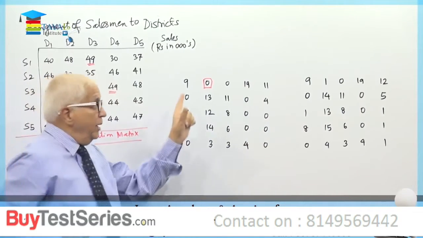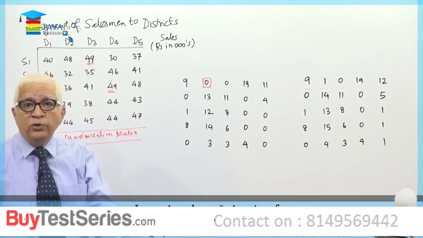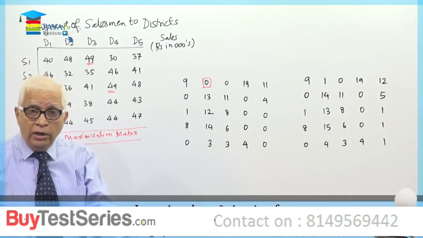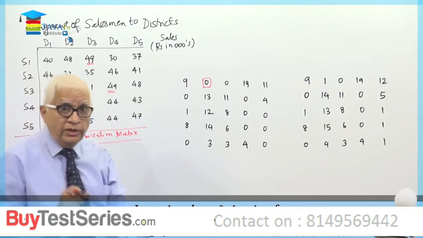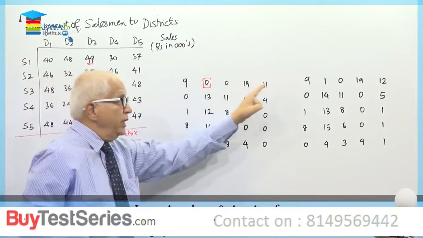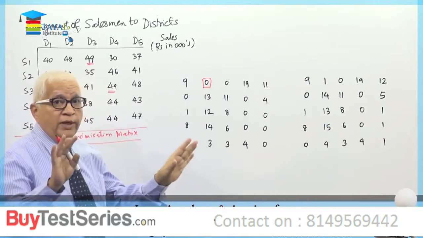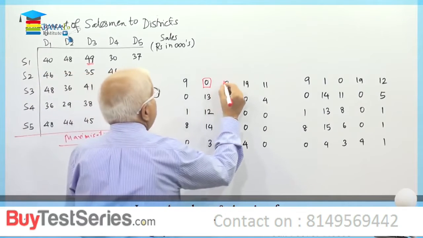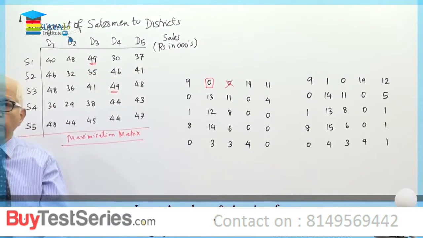Okay. Now what has happened? I have decided tentatively that salesman S1 be assigned to district D2. That means salesman S1 cannot be assigned to any other district, or district D2 cannot have any other salesman assigned to it, which means that if I have an assignment already made, any other 0 in that row or in that column is of no use for making an assignment, and therefore will cancel them. So this 0 is cancelled. That means I cannot make an assignment at this particular 0.